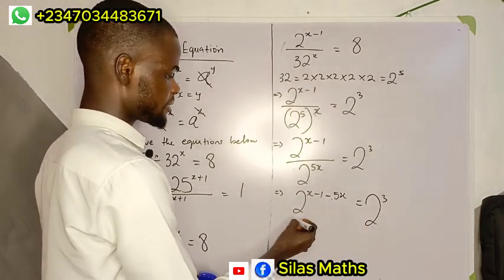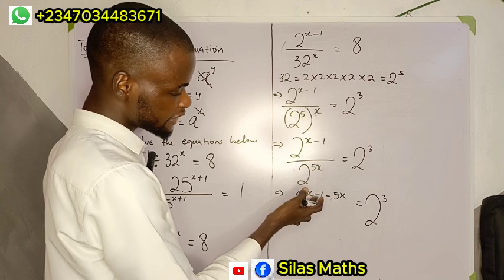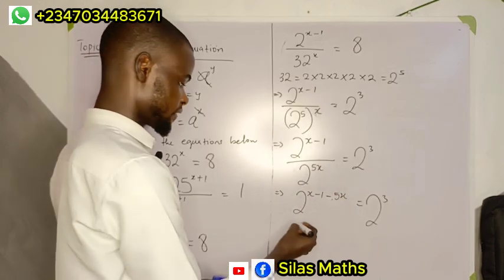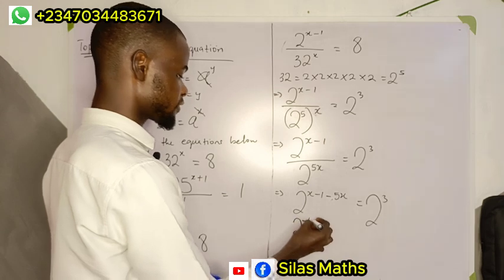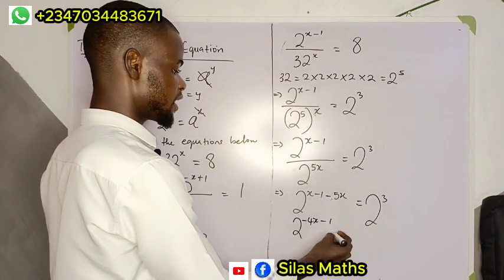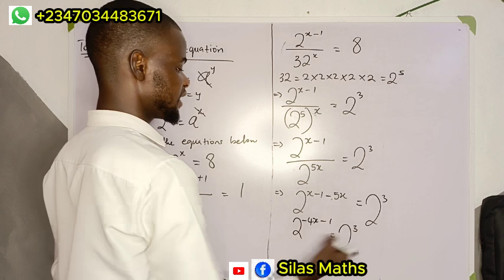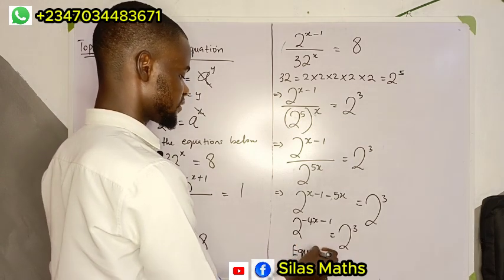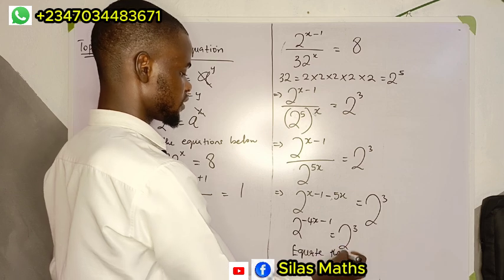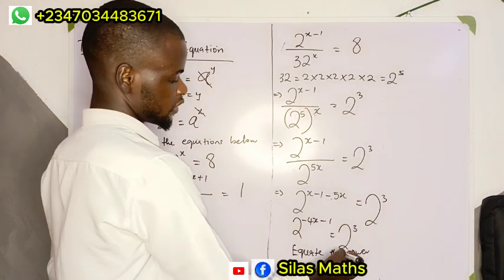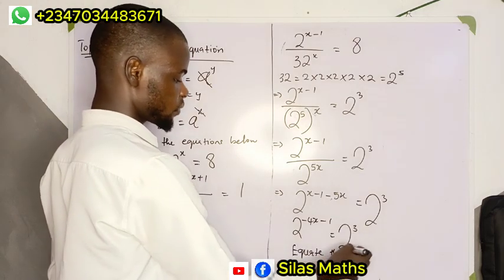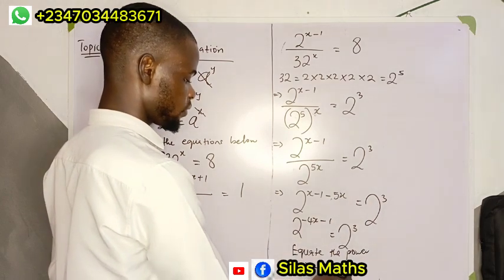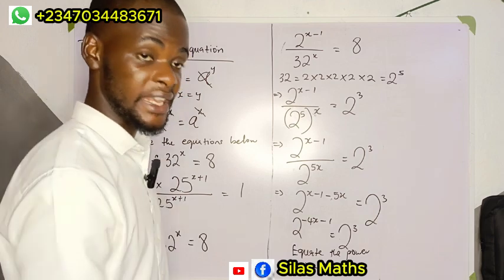Equating their powers, or we can simplify further by saying x minus 5x is going to give me minus 4x. So I have 2 to the power of minus 4x minus 1 equal to 2 to the power of 3. So what do I do at this point? Equate their powers. So when we do that, we have minus 4x minus 1 equal to 3 at this point, when the bases are the same.